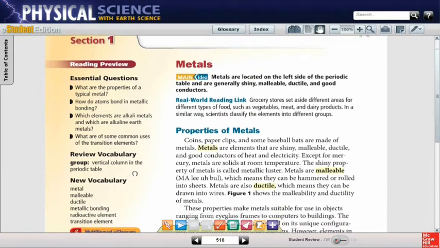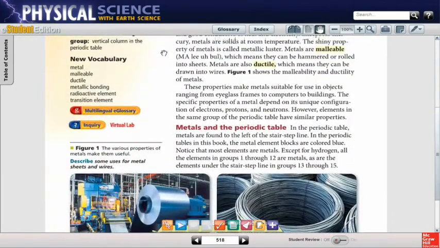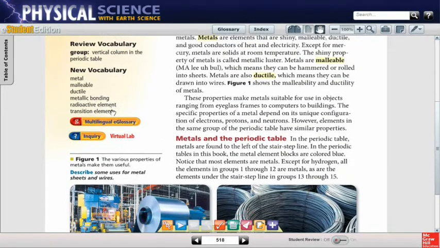Now, here are some of the words we're going to be looking at. We're going to be looking at things like metal. What is a metal? The word malleable. Ductile. Metallic bonding, radioactive elements, and transition elements. So pause the video and write those down. And make sure when you come across the definition, you answer these questions as well. Okay? Now let's start off like we always do by looking at the pictures.